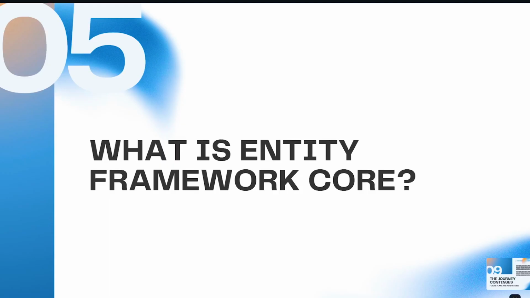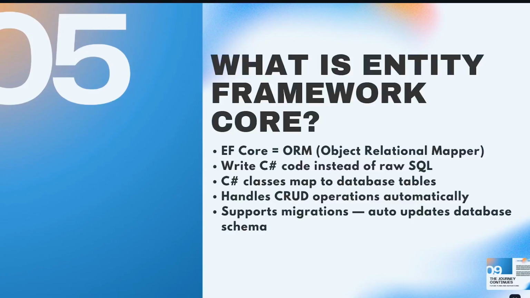Now we have a question which is what is Entity Framework Core. Entity Framework Core is basically an ORM. What does it mean by ORM? It stands for object relational mapper. We have 3 words in ORM: object, relational and mapper. Object means your C# classes and objects. Relational means your relational database, which is SQL Server, PostgreSQL, MySQL, whatever. And mapper maps one to the other automatically.